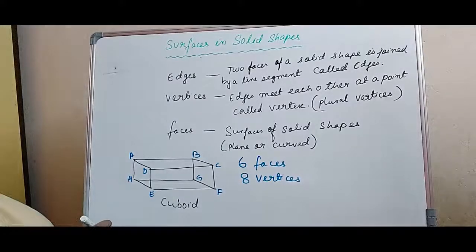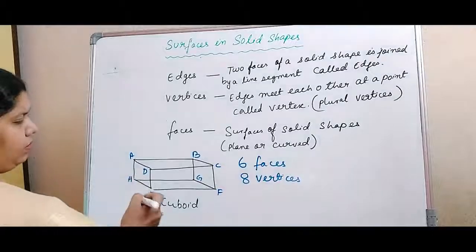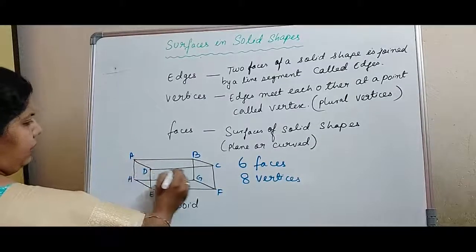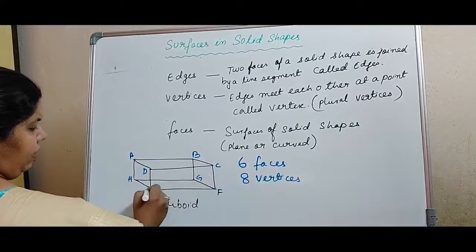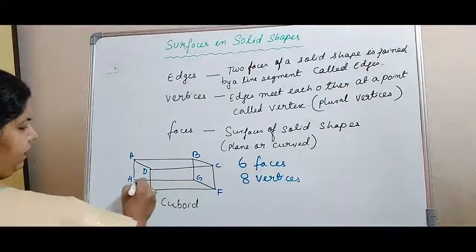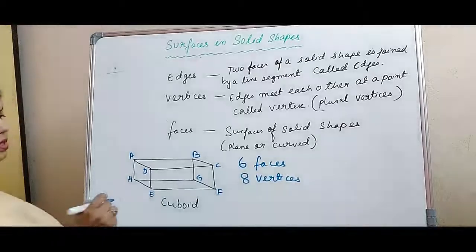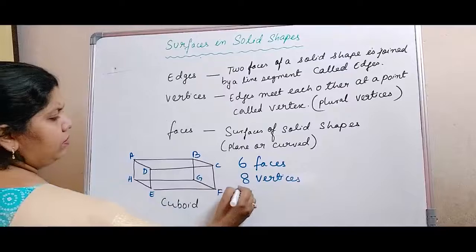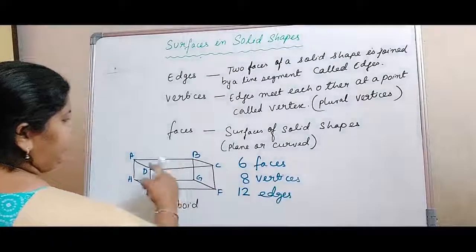Now how many edges are there? So there are, see, AB, AD, DC, BC, CF, FE, ED, then HG, GF, HE, AH, BG. So this comes to around 12 edges. I am writing the edges here.